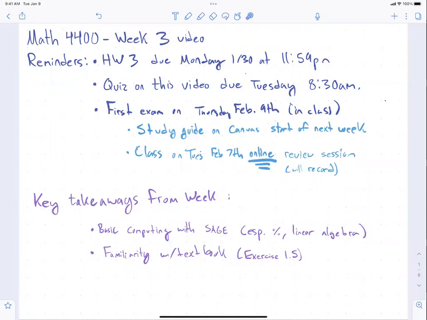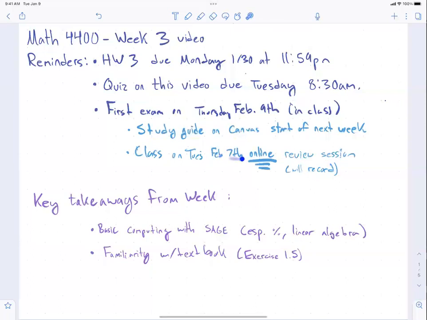And then I want to point out that your first exam is not this coming Thursday, but Thursday, February 9th. So the Thursday after this coming Thursday. That will be in class. I'll post a study guide for that on Canvas at the start of next week. And then the class on the Tuesday immediately before it, Tuesday, February 7th, will be a review session, and we'll run it online, and it'll be recorded so you can watch it if you want to review something from it, or if you can't make it to the in-person class, or if you can't make it at the time.